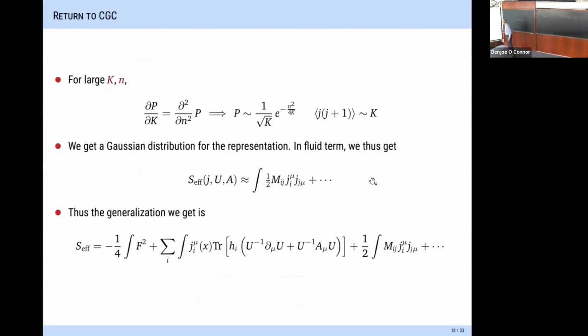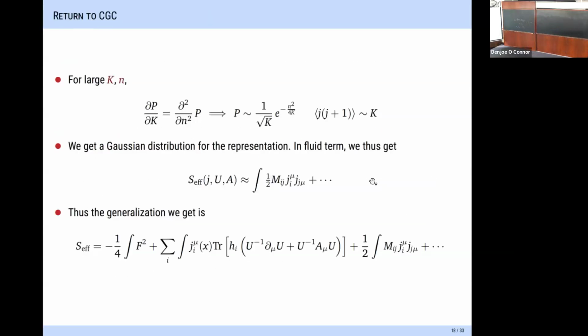So that's the application to color glass condensates. That gives you a generalization of previous work on color glass condensates. Would you have to specify what M_ij is now? Yes, that's right. Right now we don't have a way of specifying that because this is just a probability argument. But presumably those can be fixed by some scattering data.